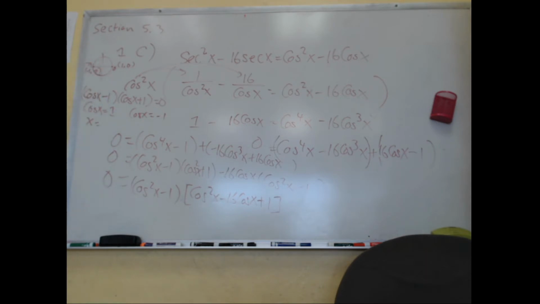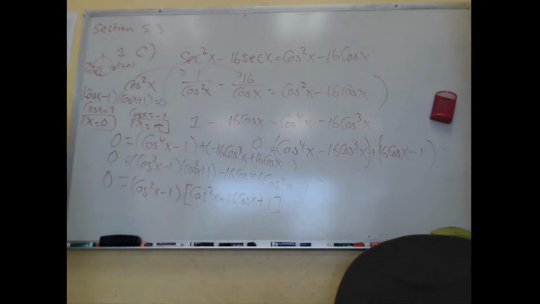So x equals, for this one, would be what? 0 radian, right? And the other one is just pi. Okay, and then the second one. But what about this?